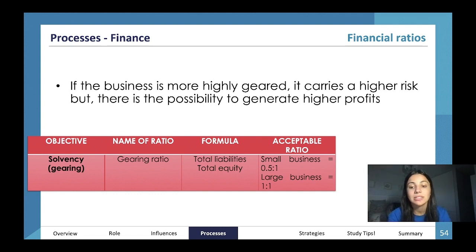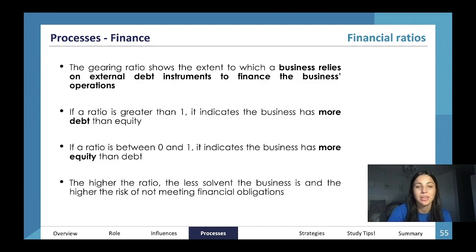For small businesses, the acceptable ratio is 0.5 to 1, while for large businesses, it's 1 to 1. And if the business is more highly geared, it carries a higher risk, but then there's a possibility to generate higher profits because of that risk. So it all depends. If the ratio is greater than 1, it indicates the business has more debt than equity. And if the ratio is between 0 and 1, it indicates the business has more equity than debt.